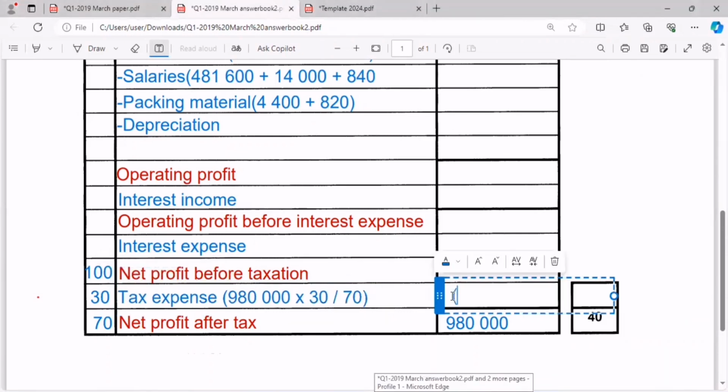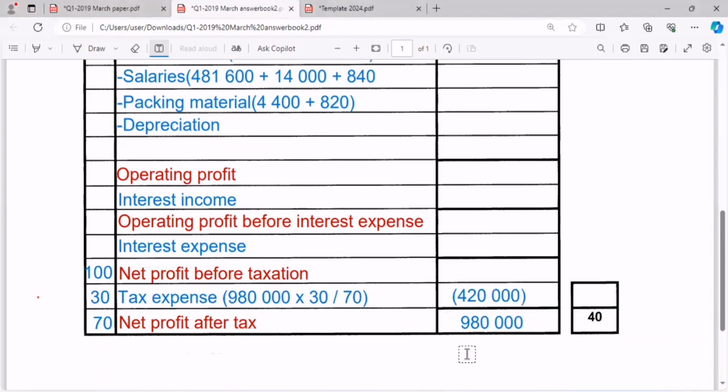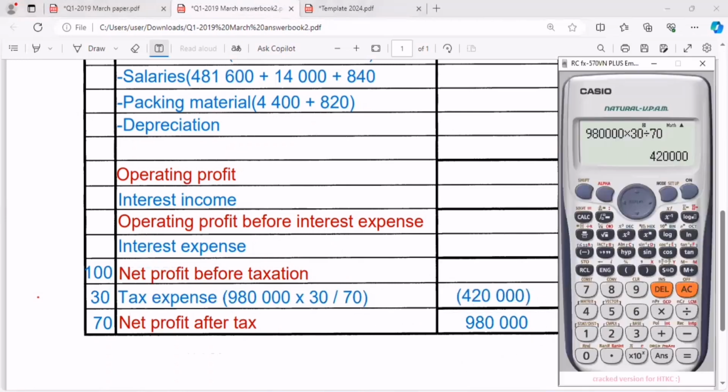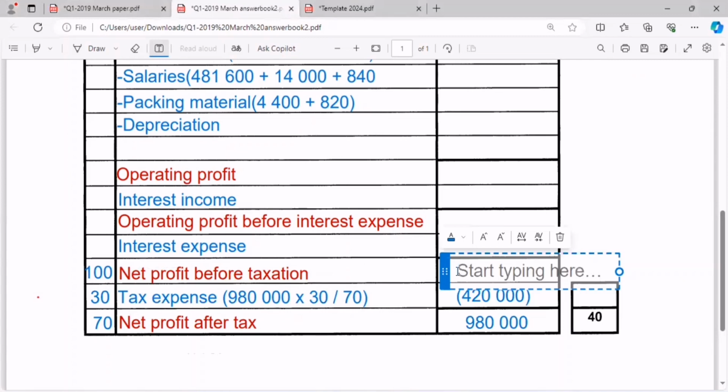So guys, this is an expense. We put it in brackets, 420,000. Okay, so now we want the net profit before tax. So for the net profit before tax, we take the 980,000, we multiply by. So we want the net profit before tax. So the net profit before tax is represented by 100. So what we want becomes our numerator, and what we have is our denominator. So here we have net profit, which is represented by 70. So the net profit before tax is 1,400,000.